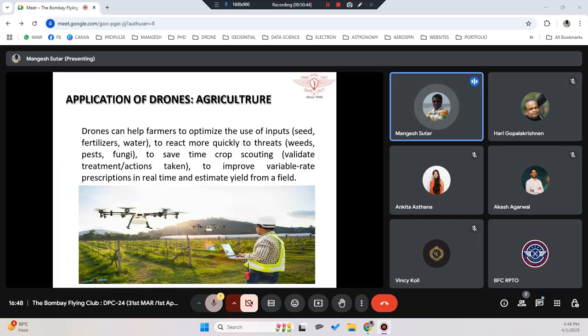Again, for 1 acre of land, a normal person spraying sometimes takes 2 to 3 days. Whereas using the drone, I can do it in just 8 to 10 minutes max, 1 acre of land. So think how much land I can cover using the drone in a day.